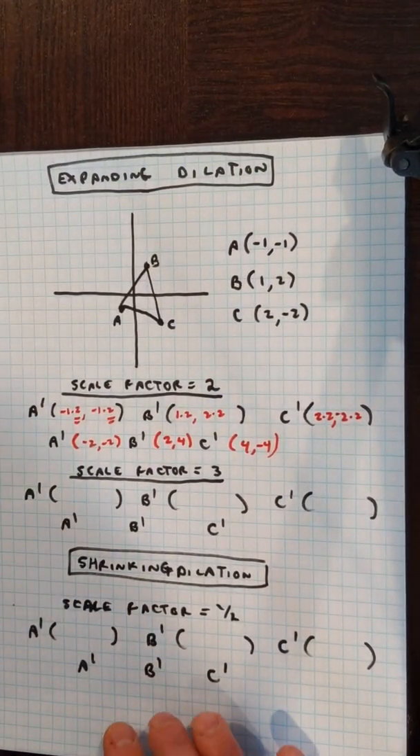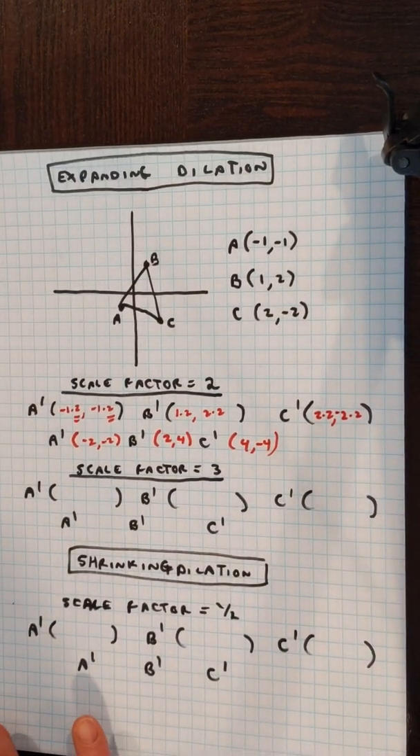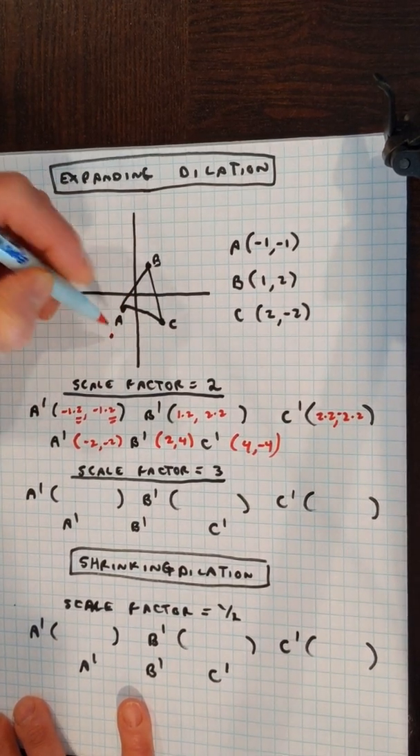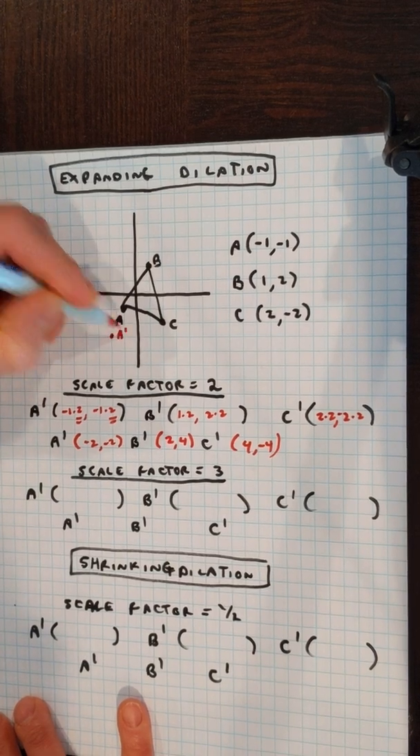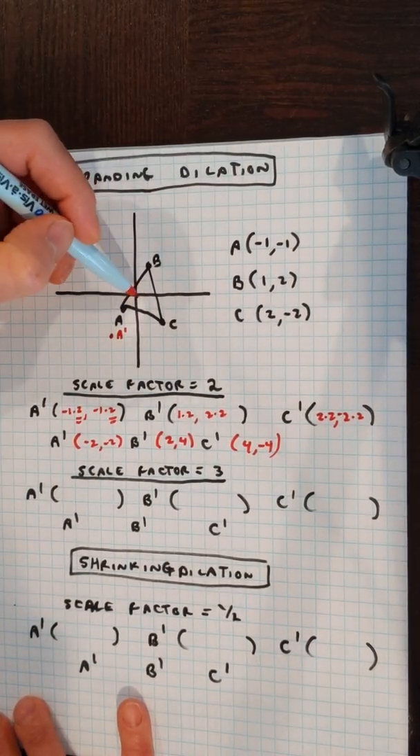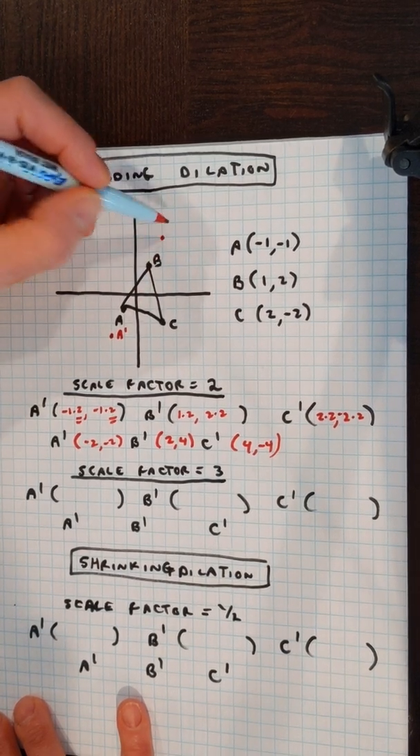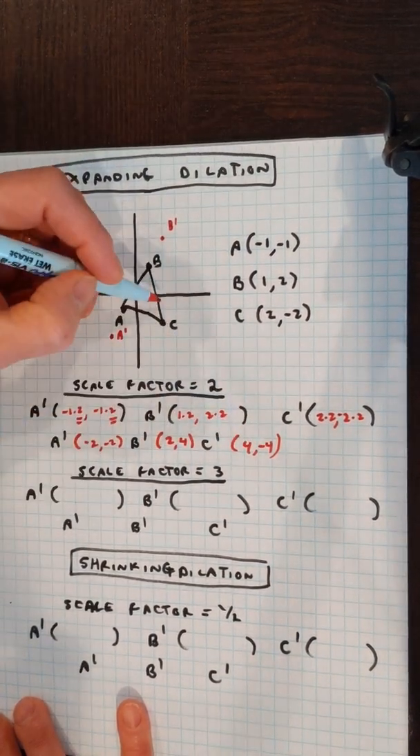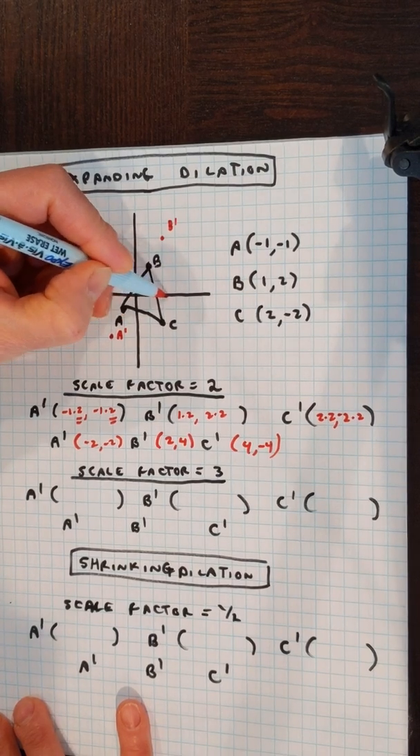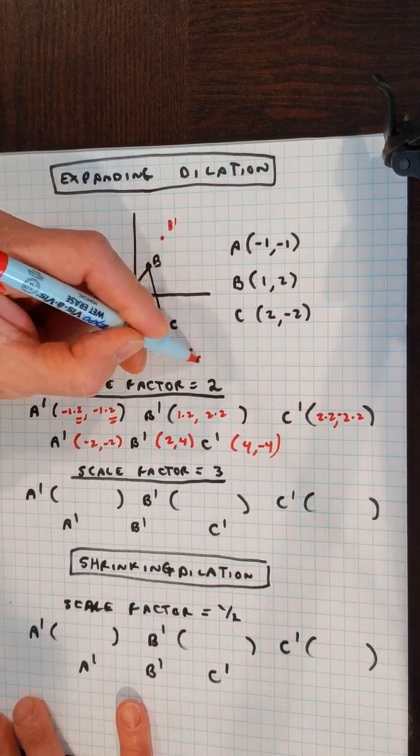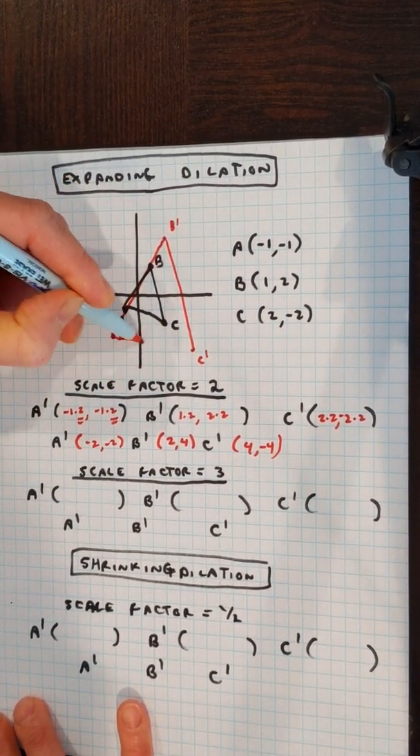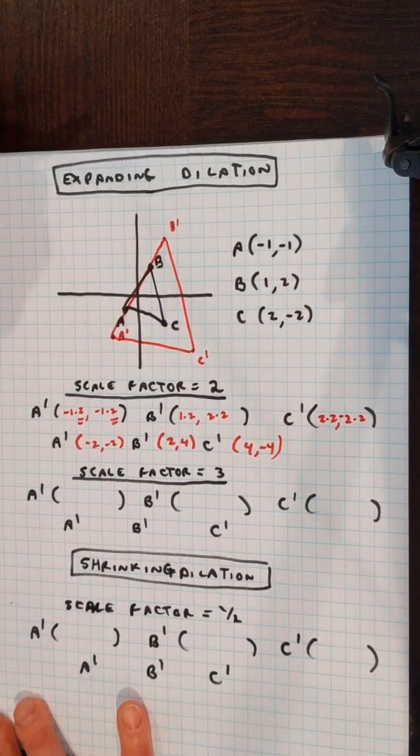Now let's look at what that looks like on my graph. It should be twice as big. So I plot the point -2, -2. There's A prime. Then I plot the point 2, 4. There's my B prime. And then my C prime would be 4, -4. 4 over, 1, 2, 3, 4 down. There is my new image that's twice as big. The area will also double for this.